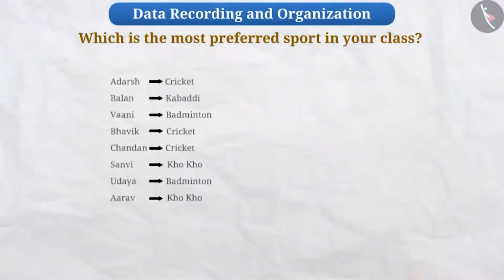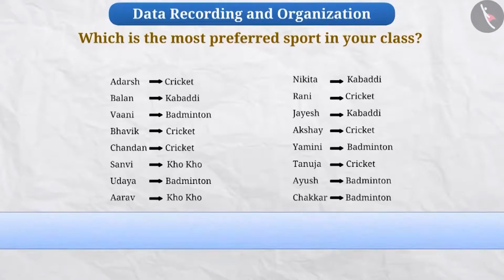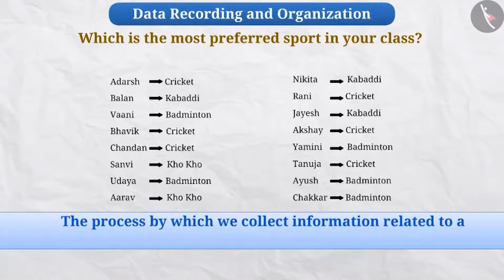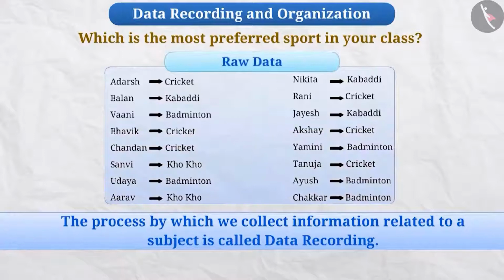For convenience, we store the information received on a medium such as a notebook. As shown here, the student's name and his preferred sport is given. The process by which we collect information related to a subject is called data recording. From this, we get the raw data.